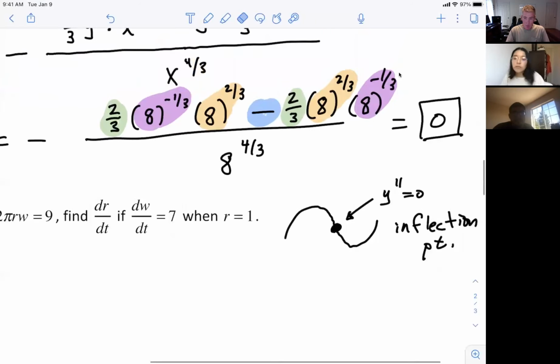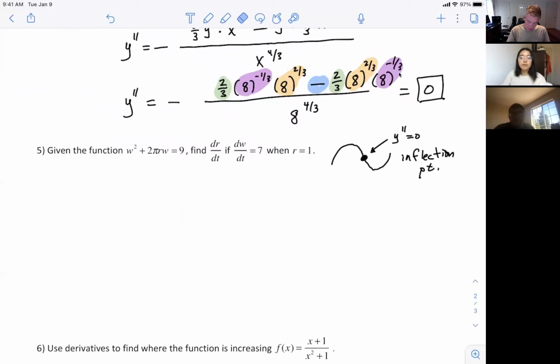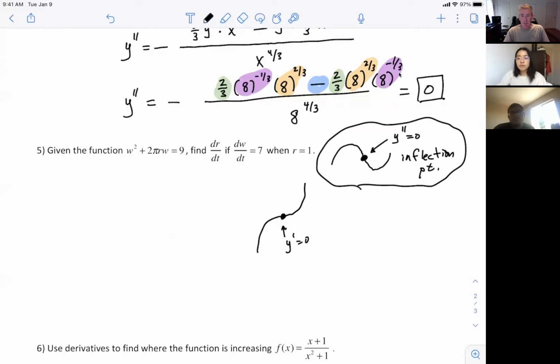Now, the thing is, when the second derivative equals 0, it's only possible that there's an inflection point. Just like with the first derivative, if you have a function like x cubed that looks like this, so right there, the derivative equals 0, but it's neither a minimum or a maximum point. It's only possible that it's a minimum or maximum. And with the second derivative, when it equals 0, it's possible that it's an inflection point, but no guarantee.